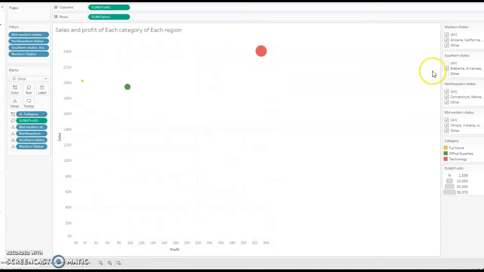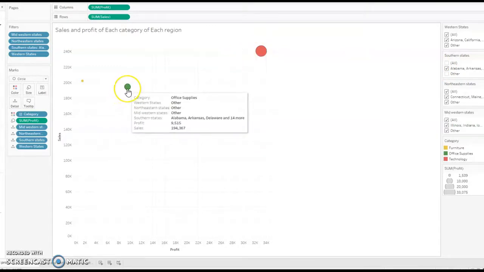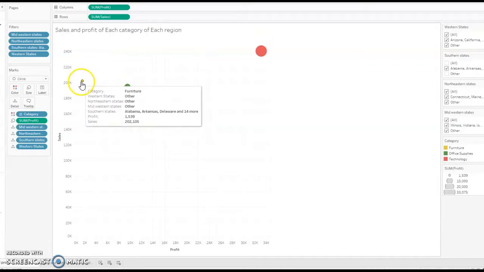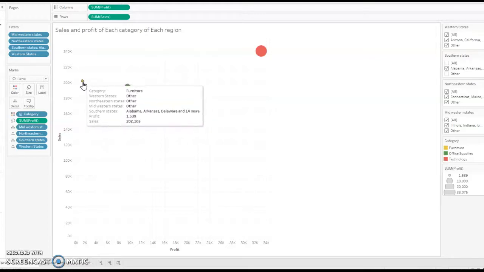Like if we select only the southern region, we can see that the technology item is doing good in terms of sales and profit, but the office supplies is not doing that good, because its sales is higher but the profit is not that much. And the furniture's profit is very low, so we need to check the costs of the furniture for further analysis.